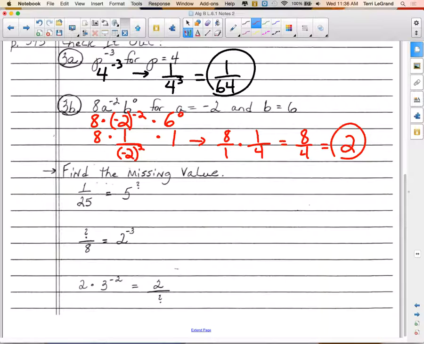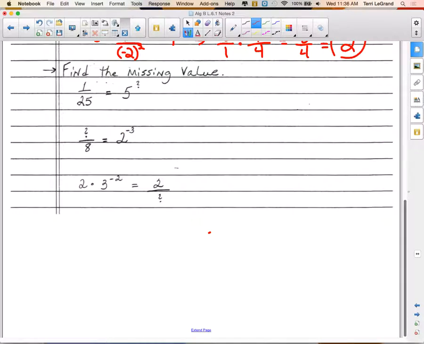Okay, let's go on to this last group. This will be the tricky part in your homework, I'm going to guess today. More than anything, this might be the part that'll challenge you. Find the missing value. What they're asking here is 5 to what power is 1 over 25?